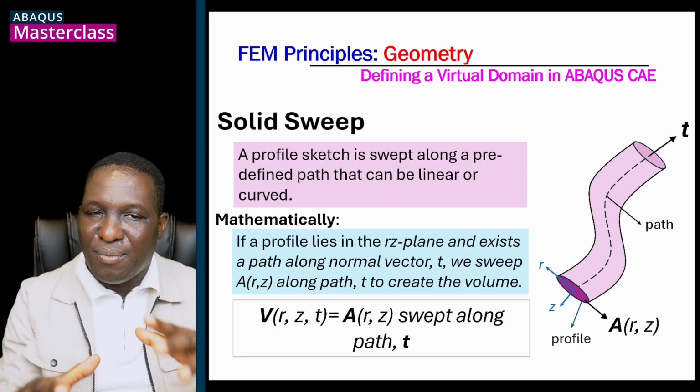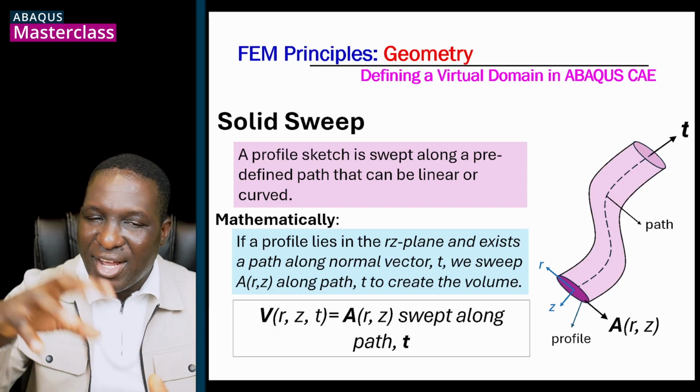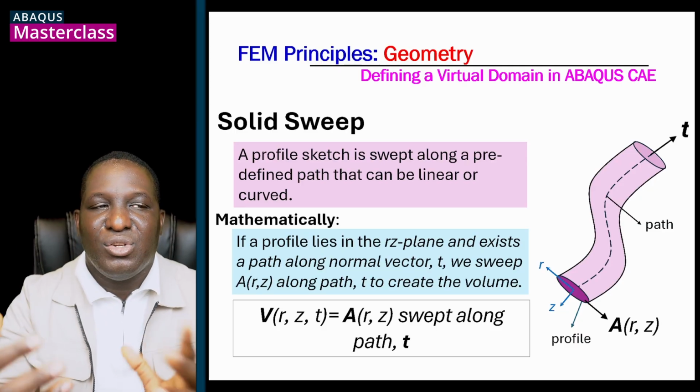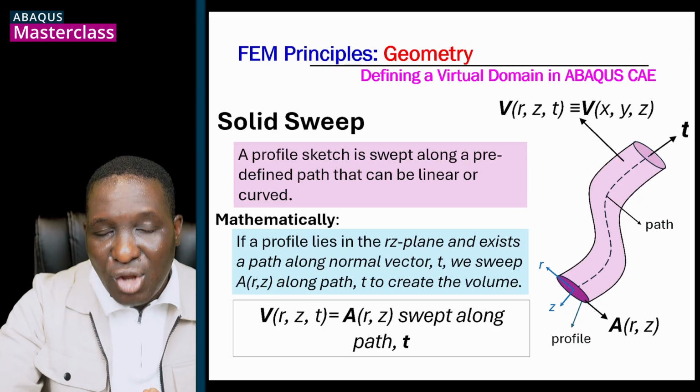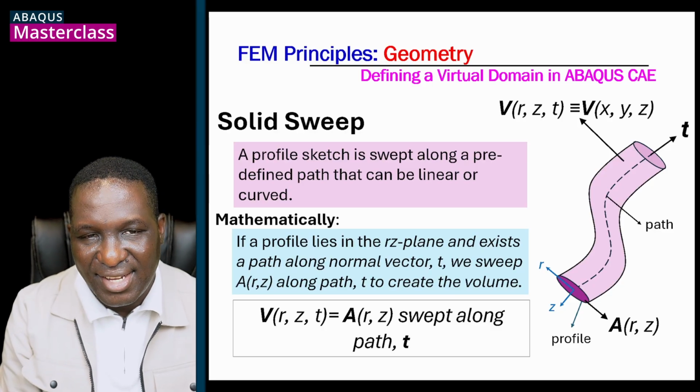So you can see now we have some really interesting geometry that is non-linear, and we can do some really amazing shapes using this solid sweeping approach. So our volume is also equivalent to the volume we generated in terms of the XYZ coordinate system.